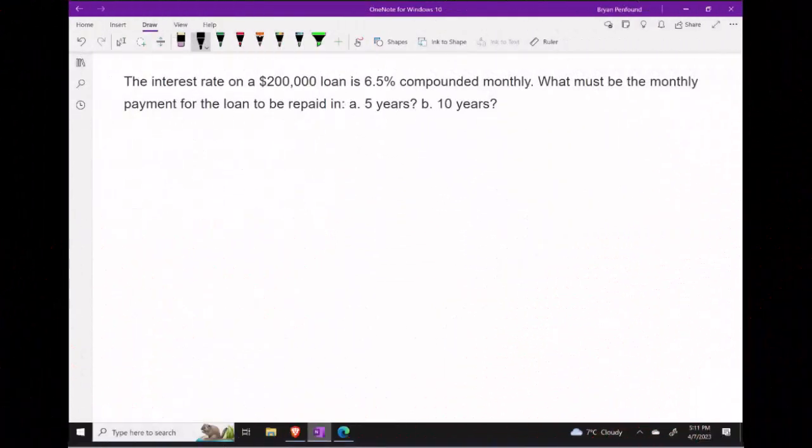Suppose that the interest rate on a $200,000 loan is 6.5% compounded monthly. In Part A, let's determine what the monthly payment size has to be in order for the loan to be repaid over the span of 5 years.